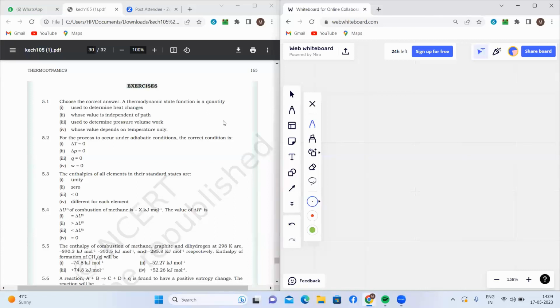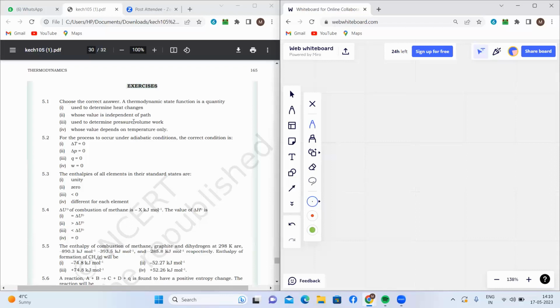it tells you about when a reaction is feasible, when a reaction is spontaneous, when a reaction is non-spontaneous. It tells you about the entropy, Gibbs free energy, and other parameters which are very necessary to determine whether the reaction will take place or not. So let's start the chapter.